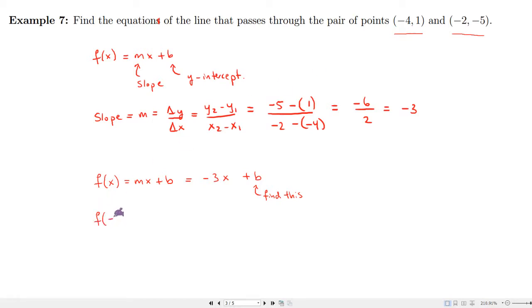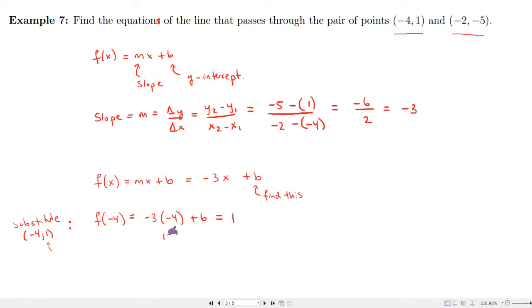So if we substitute in, the input is -4, so let's substitute -4, 1. What do we get? If I substitute -4, then this will be -3 times -4 plus b, but we also know that this is equal to 1, right? Right, -4, 1, our pair becomes this, and so we can figure out b from this.